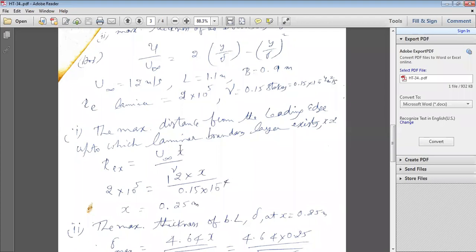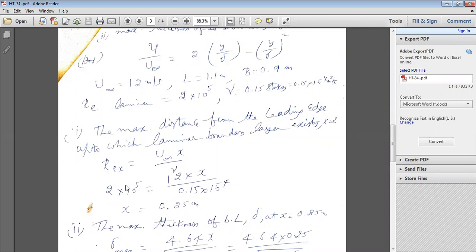But up to a maximum distance from the leading edge, the flow is laminar. So that is the x value to be found. That is our required value, the maximum distance from the leading edge up to which the laminar boundary layer exists. So Reynolds number, how do you calculate? Velocity into x divided by kinematic viscosity, mu by rho, that is nu.